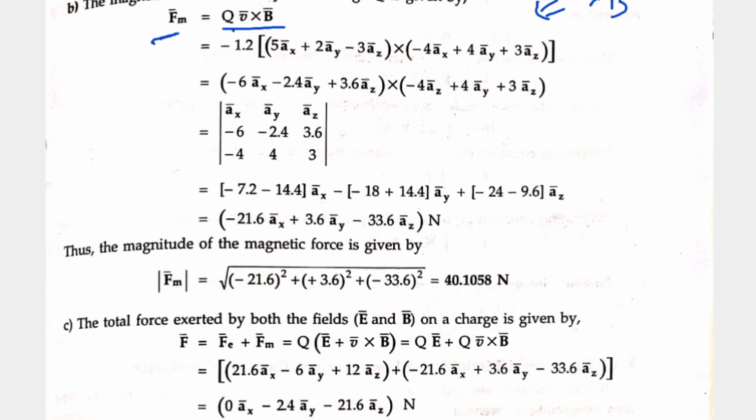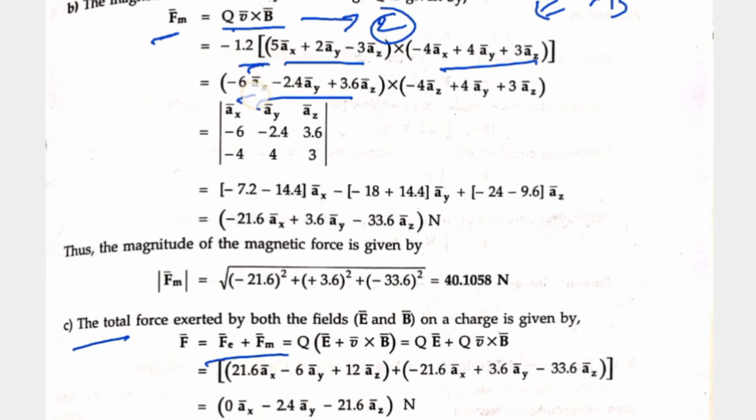The force is given by Fe plus Fm. First we have to calculate the magnetic force, Q into V cross B. We already studied this equation as equation 2. Substitute all the values. We substituted V bar and B bar, and we are multiplying them and doing the cross product.